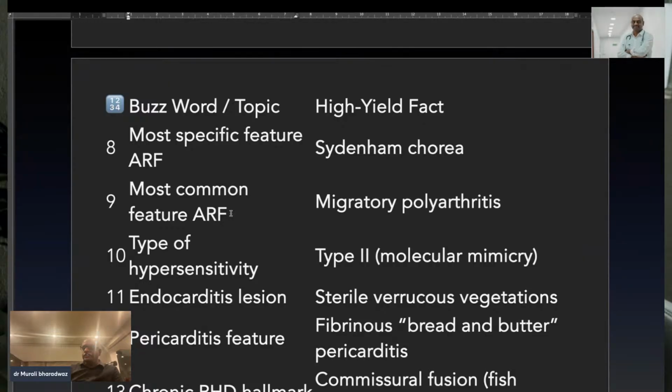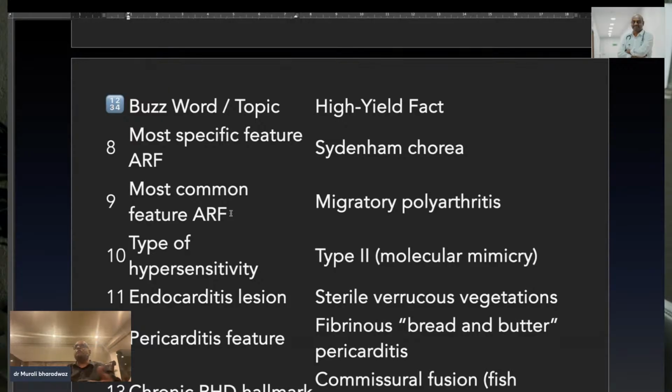There will be no carditis, no arthritis, no subcutaneous nodules, but only chorea can be there. What is chorea? Purposeless, dancing, writhing movement. Purposeless dancing-like movement, like the discotheque on Saturdays.